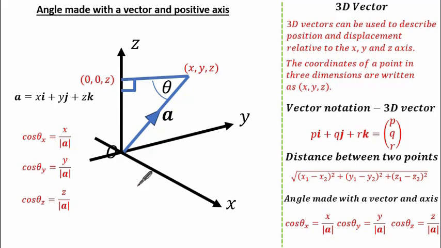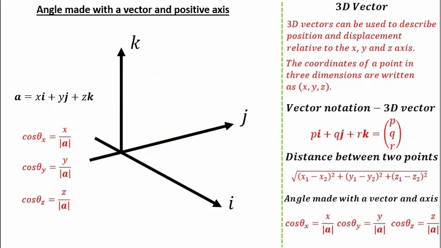You may have noticed I've used position vectors for all of these examples. And I just want to show you how using the i, j and k directions gives you exactly the same formulas. This is because the x-axis is parallel to that i direction. So the angle made between the i direction and the vector will be exactly the same as the angle made between the x-axis and the vector. This is because the i direction is parallel to the x-axis.